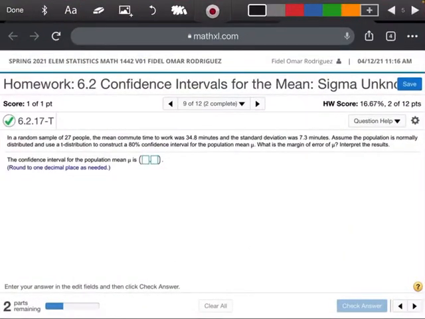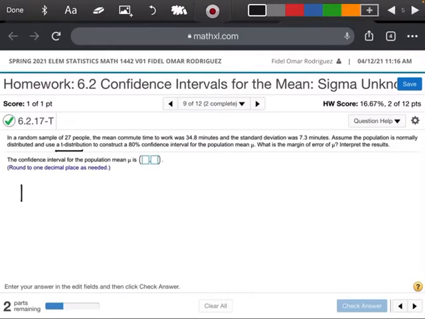All right, so this is number 9 out of 6.2, and it says in a random sample of 27 people, the mean commute time to work was 34.8 minutes, and the standard deviation was 7.3. Assume the population is normally distributed and use a t-distribution to construct an 80% confidence interval for the population mean mu. What is the margin of error of mu, and interpret the results.